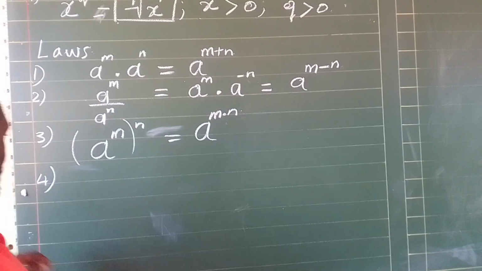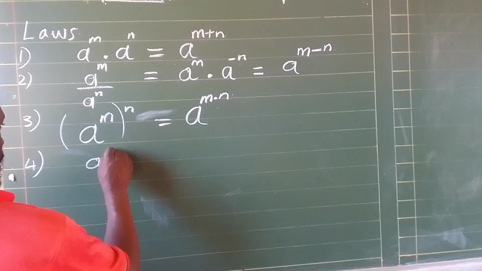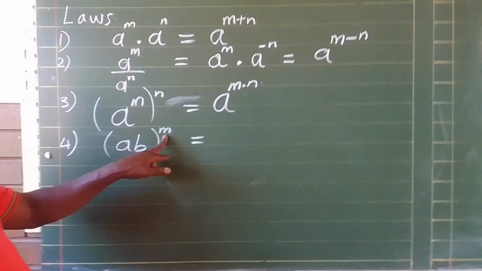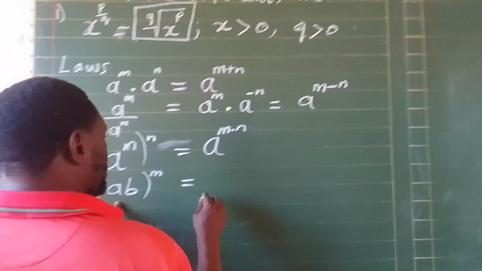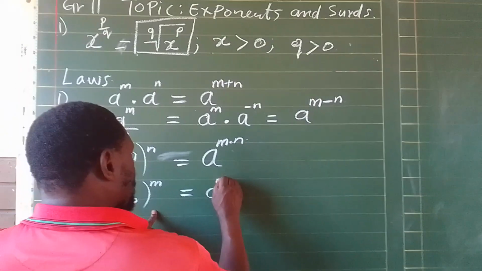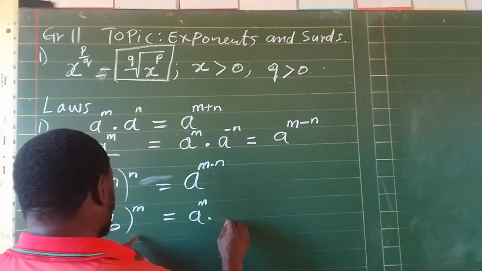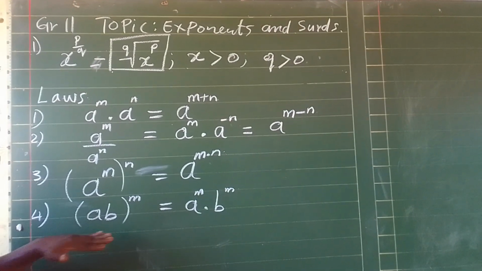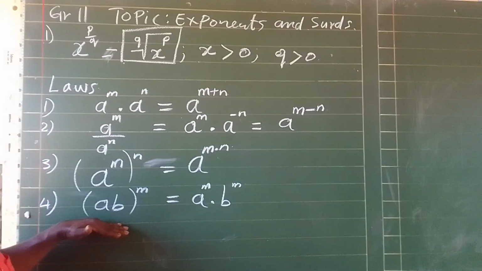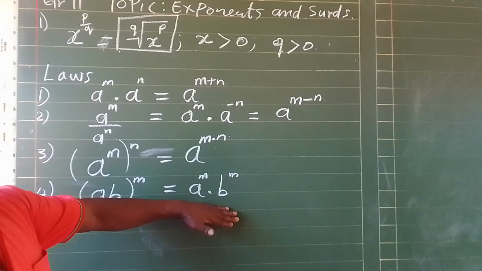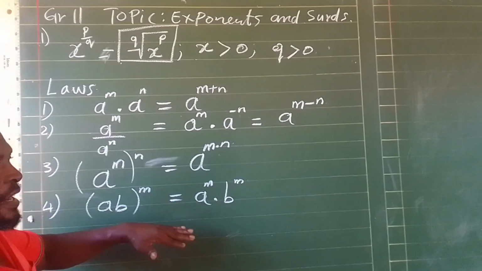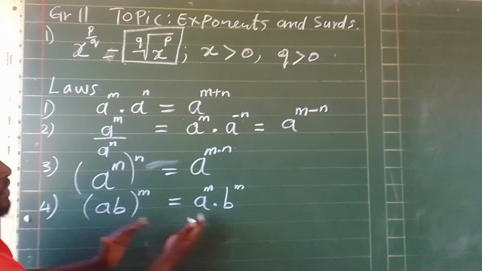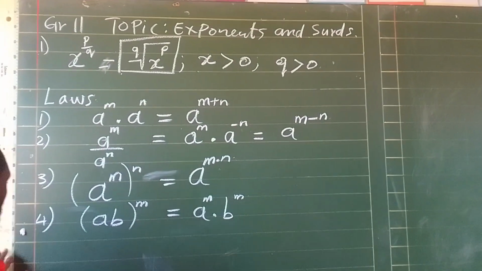ab all to the power m is the same as, we are going to distribute this power m from the base, a to the power m multiplied by b to the power m. So there are instances where you have to simplify the expressions and find the value of a certain variable. So you are going to take this into consideration as you go along.